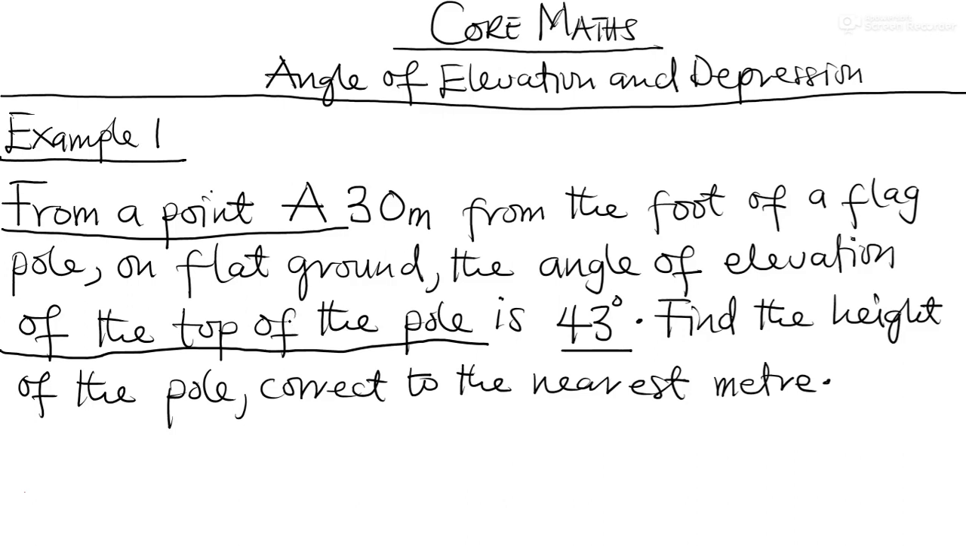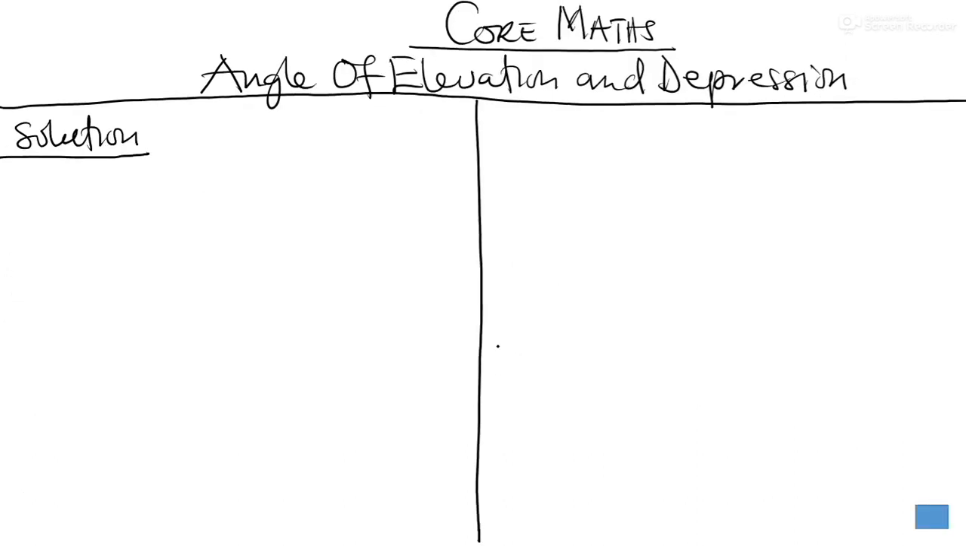Right. So now that we have identified our point of observation and the object with our value of angle of elevation, let's now proceed by drawing the diagram. Good. So we should have a point A. So that is our point A. And our point A is 30 meters from the foot of the pole. So from the foot of the pole, A is 30 meters. Then we need the pole. So this is our pole.